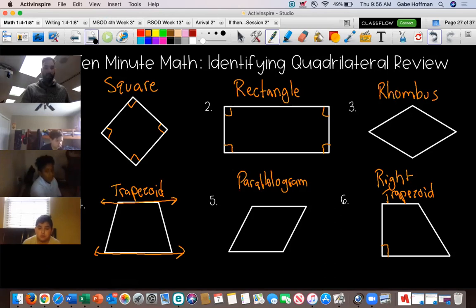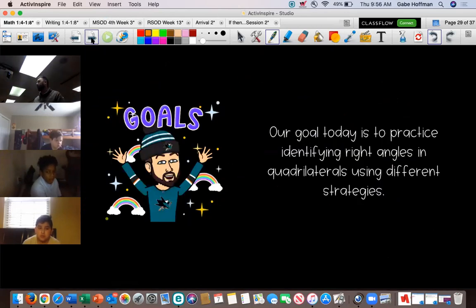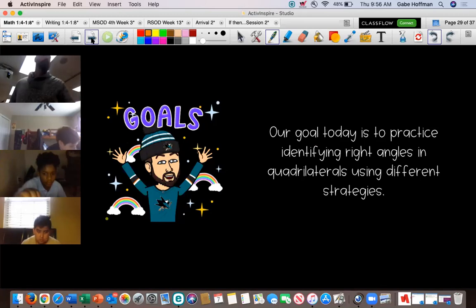So we're going to look at now a way to identify right angles. Our goal today, Clay, can you read our goal? Our goal today is to practice identifying right angles and quadrilaterals using different strategies. If I'm looking at a quadrilateral and I don't know for sure if it has a right angle, what can I do to say for sure that it does or does not have a right angle? I'm going to show you a way to do it on the computer, and then a way that you could probably do it at home.